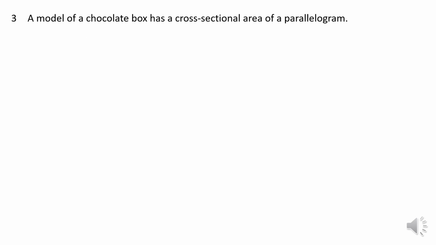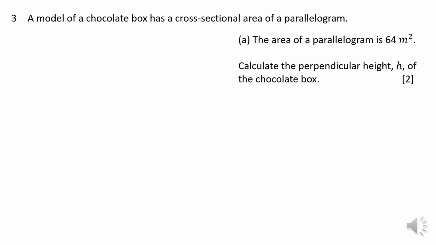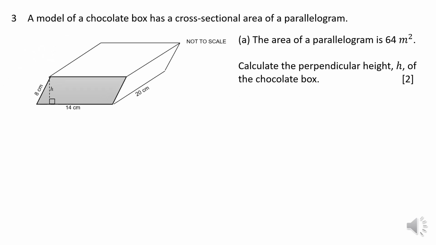Well, question 3 shows a model of a parallelogram, the area that is shaded, the cross section. And what we know is that this shaded area is equal to 64 square meters, right? So we have the area. We don't have the perpendicular height, not that height, that is the slant height. I'm talking about the perpendicular height, the one that makes 90 degrees with the base. We are supposed to calculate the height.